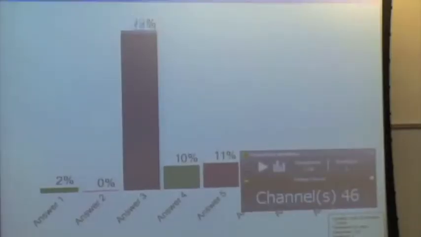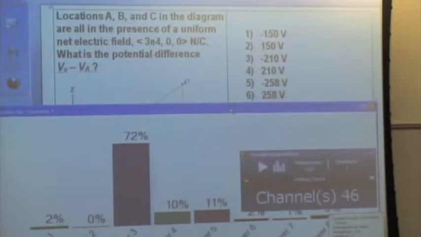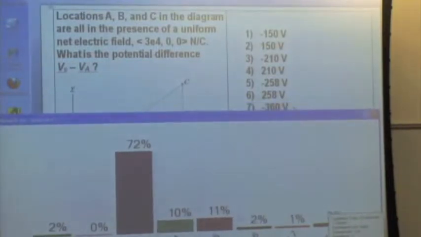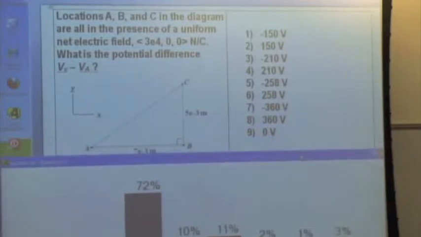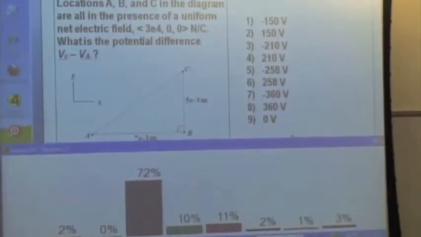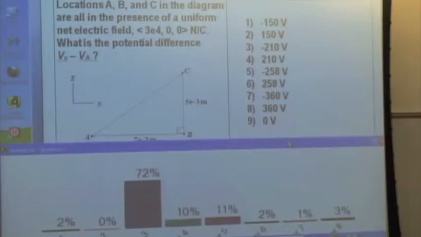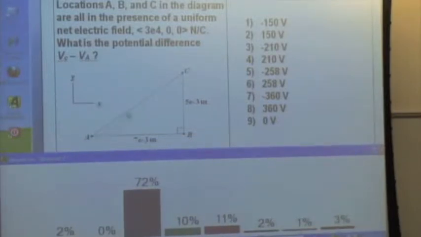72% of us say answer number 3, negative 210 volts. That is correct. So what are the big mistakes? One is sign, so you have to be careful of sign. So positive 210. The other big distractor was this 258, which I believe people got by finding this hypotenuse and multiplying by the field. Well, it just doesn't work that way.